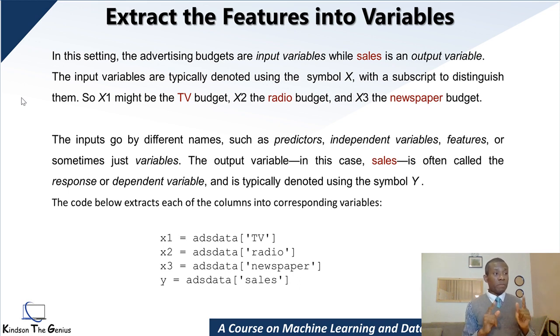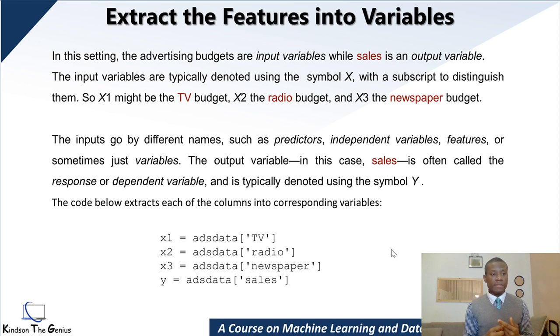In this section, the advertising budgets are input variables, and sales is the output variable. Now, the input variables are typically denoted by the symbol X with a subscript to distinguish them. So X1 for TV, X2 for radio, and X3 for newspaper. The inputs go by different names. You can call them predictor variables, or independent variables, or features, or just variables. For me, I like calling them the features. The output variable in this case is just sales, only one of them, and it's called the response variable or the dependent variable.